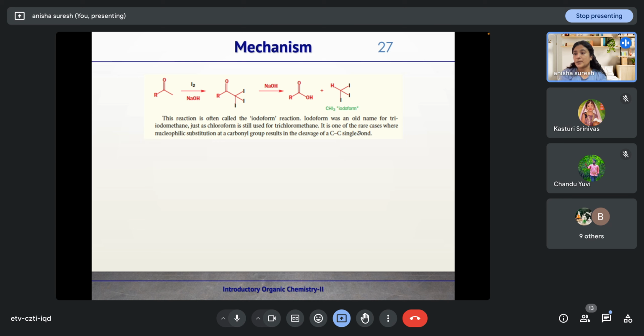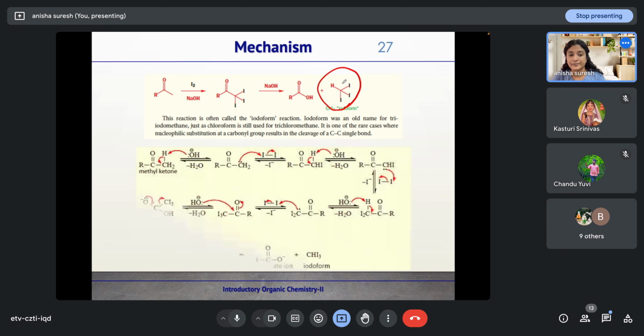Mostly carbon-carbon bonds are very strong, but here the pKa of the iodoform that is formed is less compared to the pKa of water. That is why iodoform is forming. So this is the mechanism. This we have discussed when we were discussing the summary.